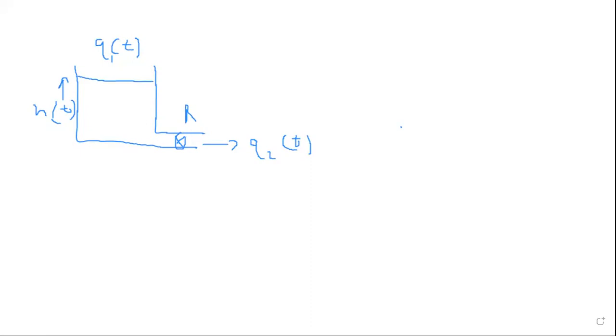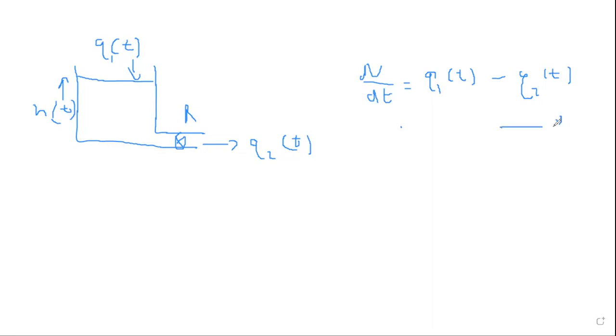So basically, we could get the change, the volume is changing. If there's an input here, there's an output here. Based on this, we can get the volume change. The rate of change of volume, we can get dV over dt as q1(t) minus q2(t). This is one relationship that we can get.